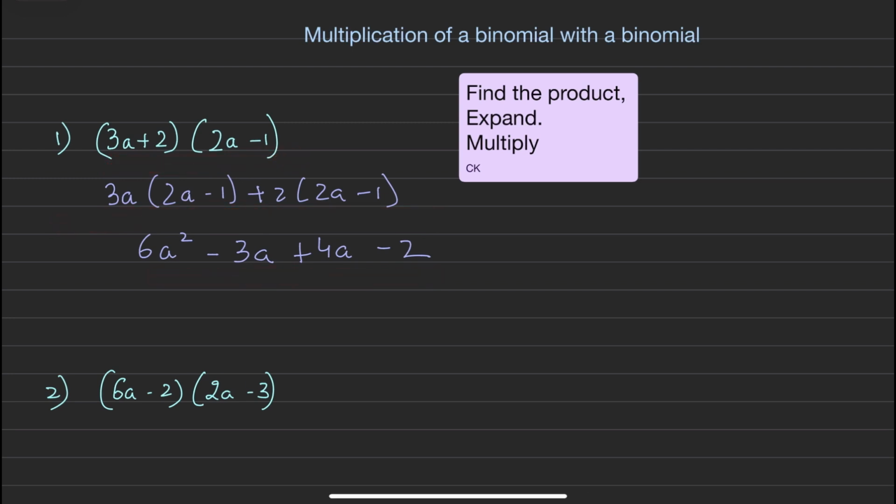Now what do we have to do? Place all the like terms together. How many like terms are there? These two are like terms which can be added or subtracted. These and this are unlike, so they remain as it is. This is 2, it looks like Z to me. It's 2, right? Yeah. So 6a square will remain as it is. This alike, negative 3 positive 4 is plus 1a, minus 2.